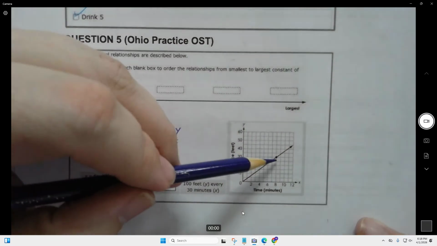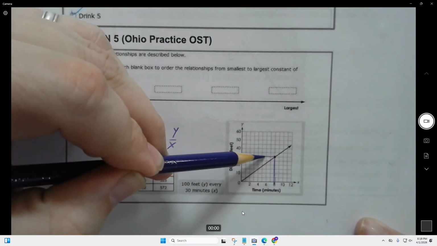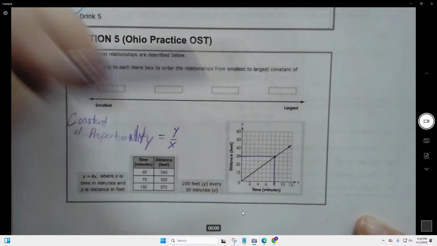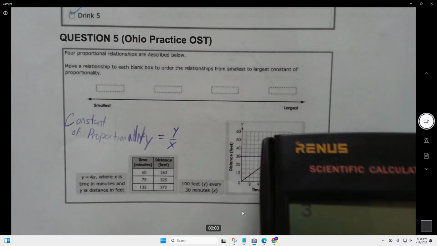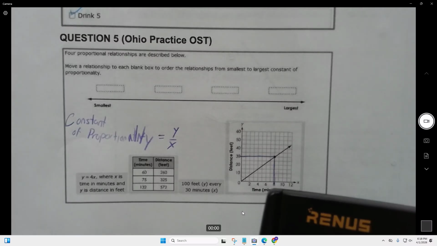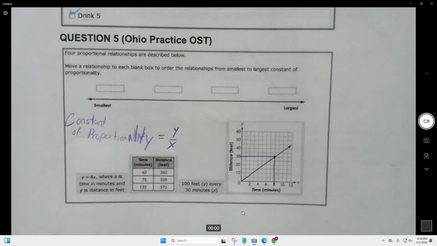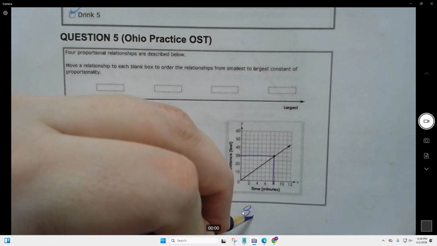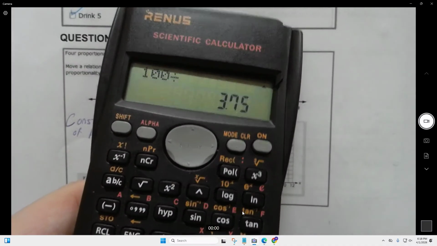So, for example, here you have 8 over 30. Or, I'm sorry, 30 over 8. So your constant of proportionality will be 30 divided by 8, which is 3.75. 100 feet every 30 minutes. That is 100 divided by 30, which is 3.33.